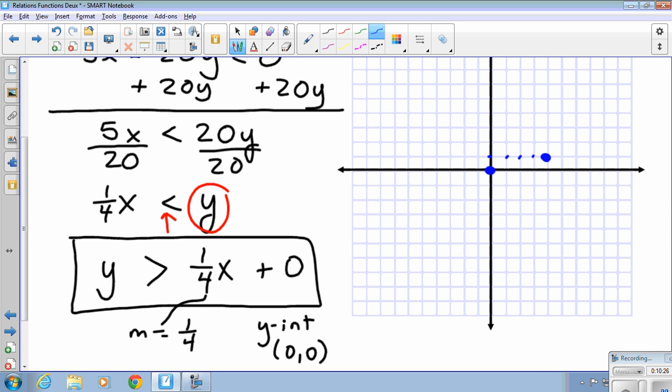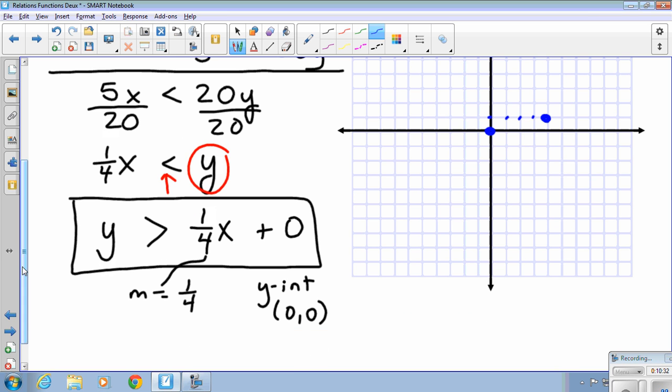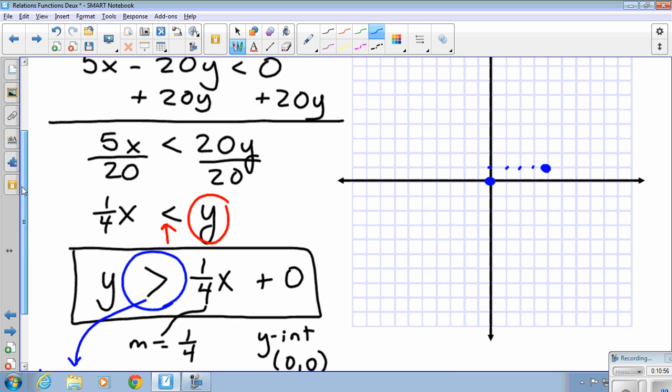But again, I need to look: is this line part of my boundary? Is it part of my solution? So if I'm looking at the inequality on the left-hand side, right here, this says my solutions are just greater than this line. It doesn't include the line. It doesn't have an or equals to. Since this is just greater than, we represent the line as a dotted line. So a dotted line tells us that this is the boundary, but it is not included in the solution.